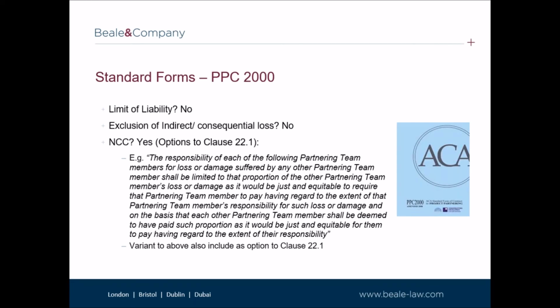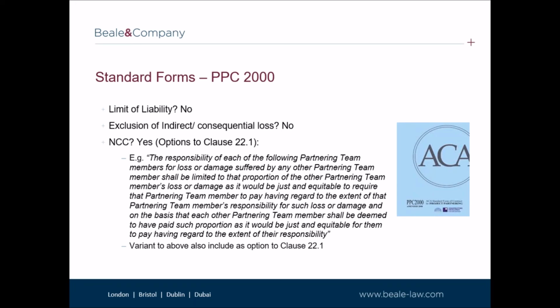There are some less well-known forms, such as the ACE Project Partnering Contract or PPC 2000, often used by our clients. By way of background, the PPC 2000 is a multi-partnering project contract and is adopted for use on a variety of projects in both the public and private sector. In terms of limitation and exclusion clauses, however, the PPC 2000 is lacking, and it goes without saying that as there is no limit of liability nor an exclusion of indirect and consequential loss, this would need to be incorporated into the agreement.